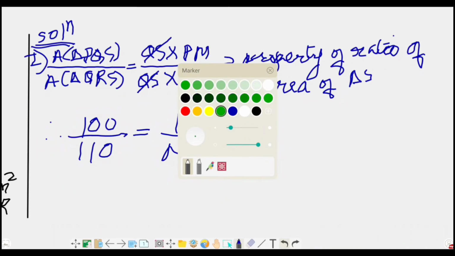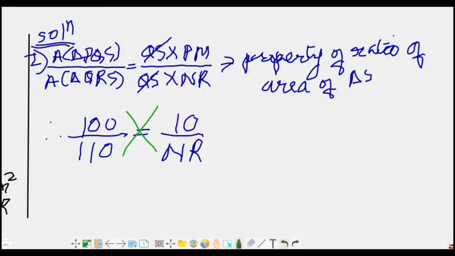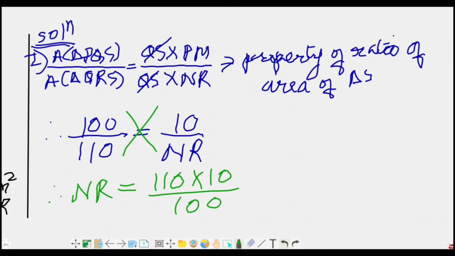When you cross multiply both, what will be your NR, students? Yes, 110 into 10 upon 100. Zero, zero cancel, zero, zero cancel. So the remaining part is 11. So your NR, whatever is asked, is 11 centimeters.